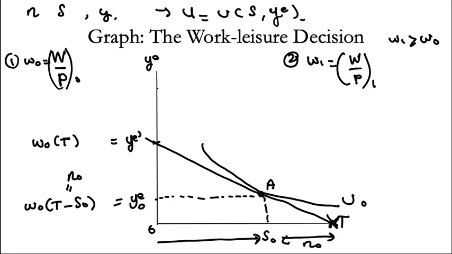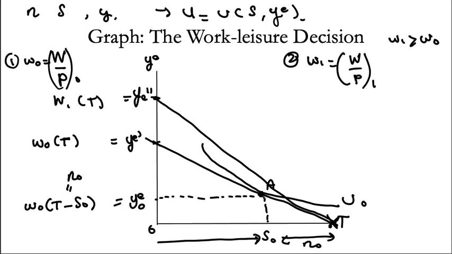So if he works all of the time, then he may receive it somewhere here. For instance, I call it YE double prime, which is W1 times T all. I join the 2 points, then I get the new budget line. That's how it is affected: when the real wage increases, the budget line will fan outward on the vertical axis, not on the horizontal axis.